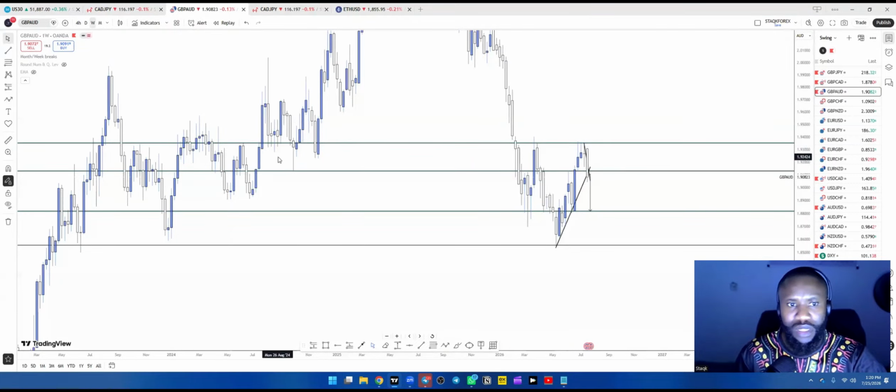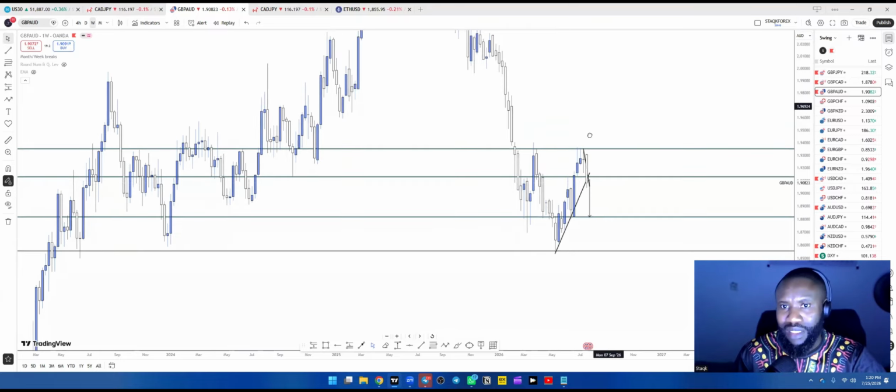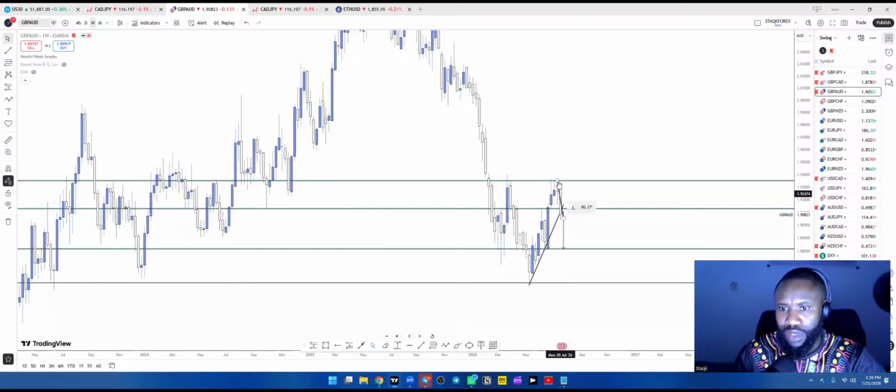A resistance here, a resistance here. Price has tested this level multiple times, then it rejected and dropped. Once price got to this level, price bought again from this level to this level, and it rejected again with a huge bearish engulfing candle. That is a sign that this level is holding and price is dropping.